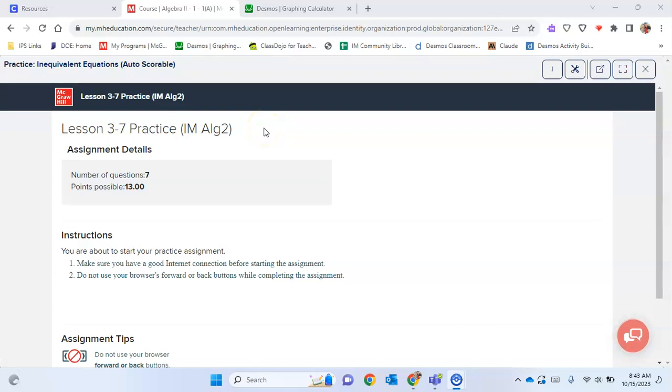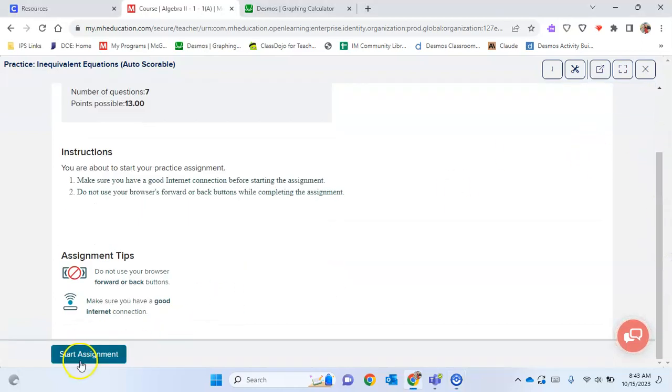Lesson 3-7 Practice. Inequivalent equations. Question 1.